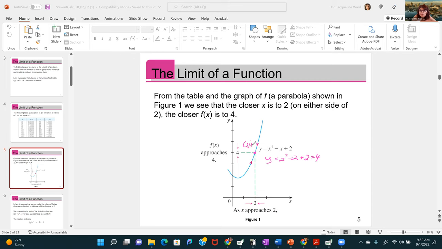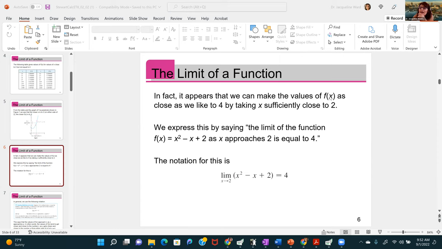And we don't care so much about that actual point in calculus. We're really looking at what is the number approaching. As x approaches 2, y approaches 4. Okay. So in fact, it appears that we can make the values of those y's as close to 4 as we want by getting closer to 2.